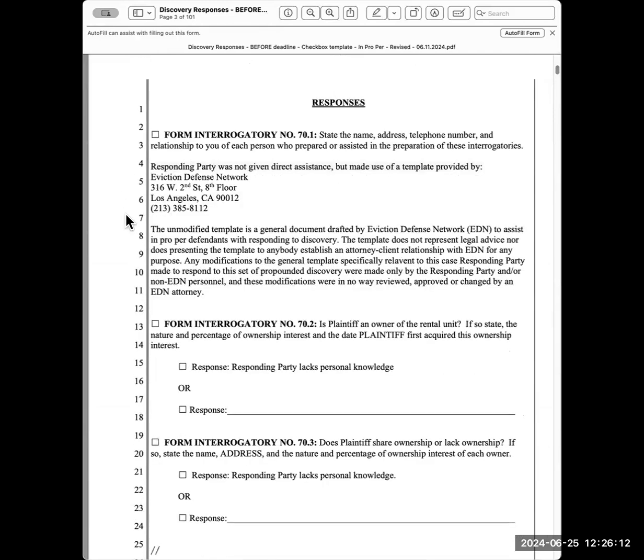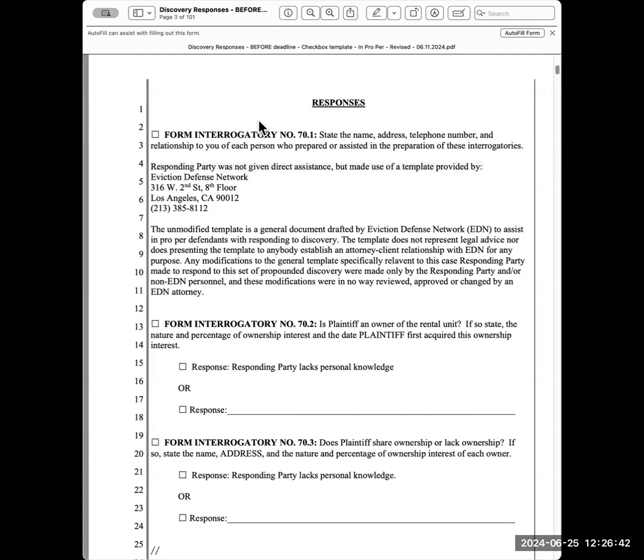The first question is about who is assisting you with your responses. Assisting you with responses is about looking at your specific case and helping you, based on your case, how to answer the question. We are not doing that today.